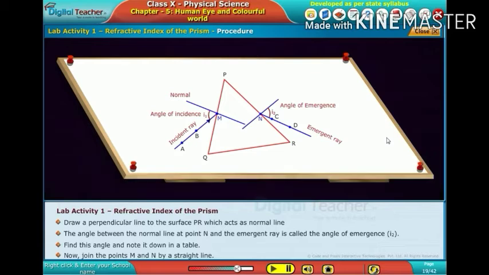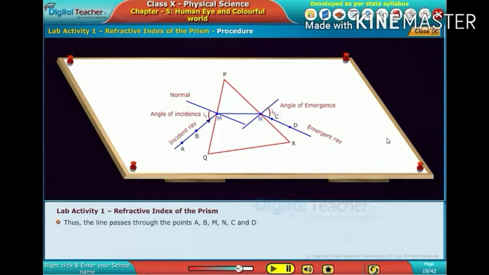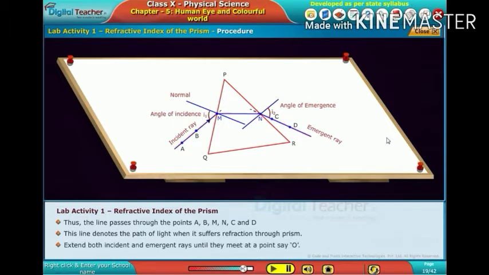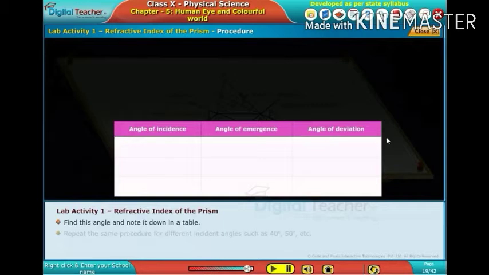Now join the points M and N by a straight line. Thus the line passes through the points A, B, M, N, C and D. This line denotes the path of light when it suffers refraction through the prism. Extend both incident and emergent rays until they meet at a point, say O. Here the angle between these two rays is called angle of deviation D. Find this angle and note it down in a table.